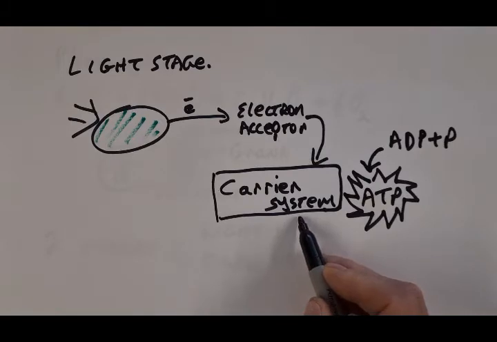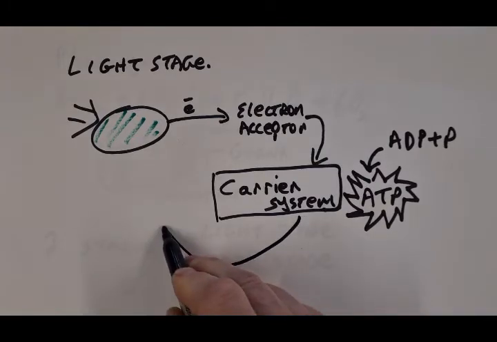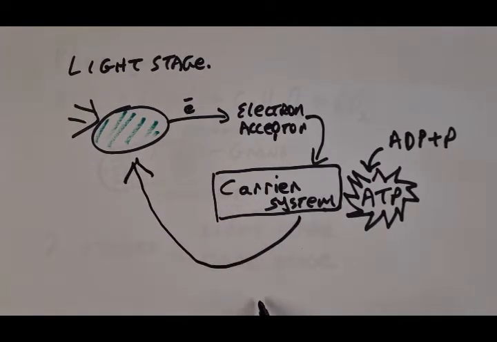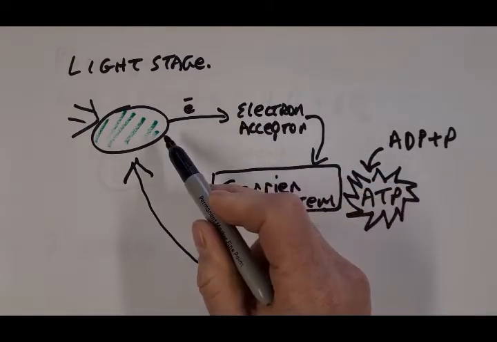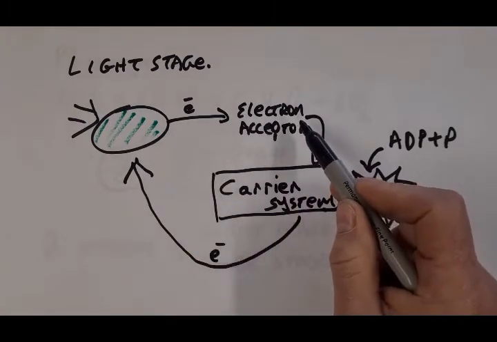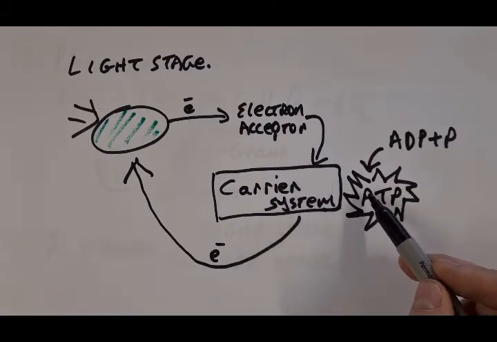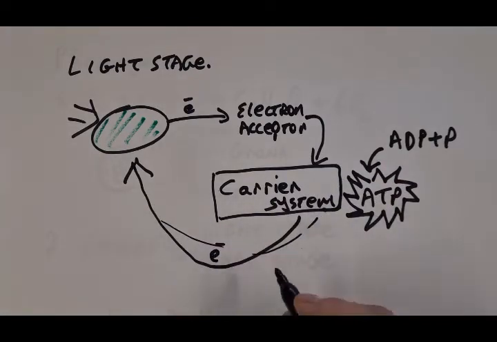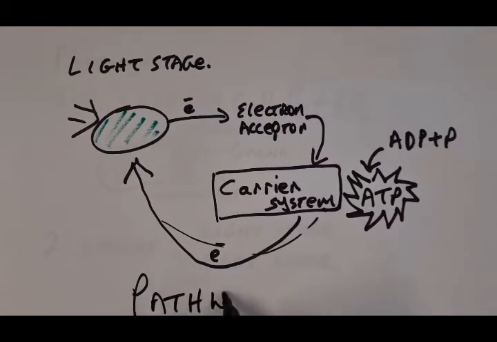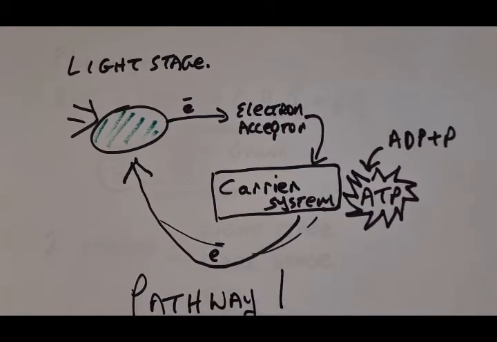After the electrons have passed through the carrier system, many of the electrons return to chlorophyll. So these are low energy electrons down here, and they return to chlorophyll. This is quite a simple pathway. So the electrons leave chlorophyll, pass from an electron acceptor to a carrier system, ATP is made, and they return to chlorophyll. This is called pathway 1. It's the short pathway. Now some of the electrons go on a longer journey, and that's what we're going to look at next. We're going to look at pathway 2.